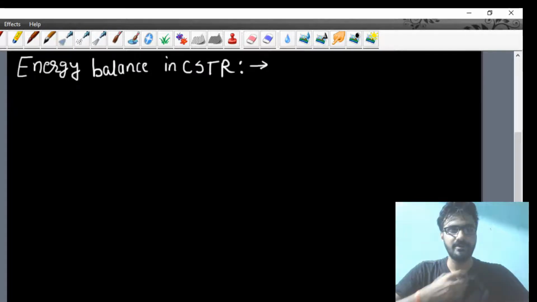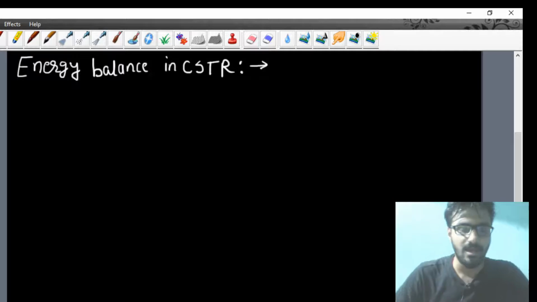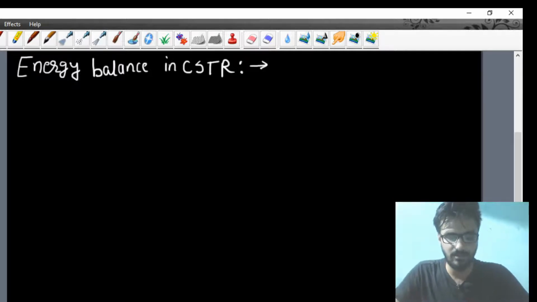So, hello everyone. Today I am going to discuss the non-isothermal reactor, and in non-isothermal reactor, I will be discussing the energy balance in continuous stirred tank reactor. We don't need to calculate or balance the energy in an isothermal reactor.